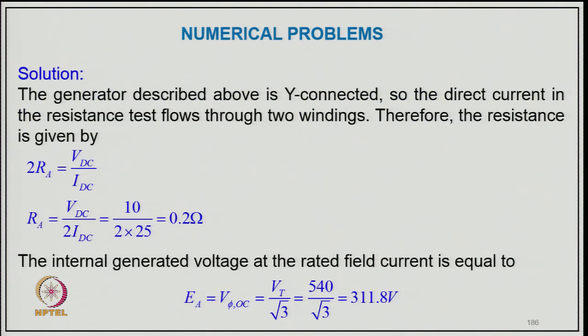So, the generator described above is star connected. The direct current resistance test gives the resistance of two windings. Therefore, 2 R_A equals V_DC upon I_DC. R_A will be equal to V_DC upon 2 I_DC, that is 10 upon 2 into 25, that is 0.2 ohm.